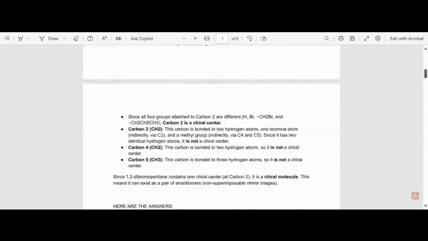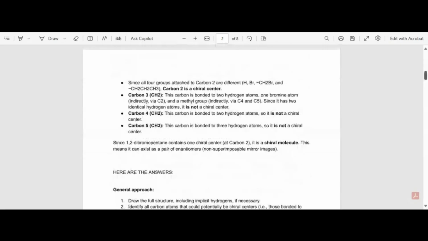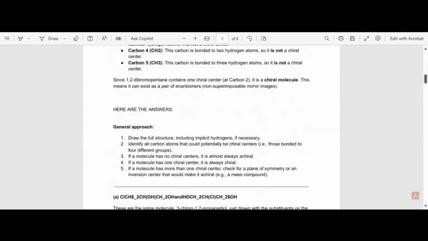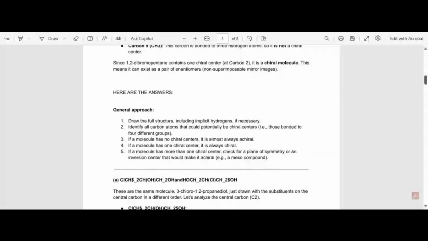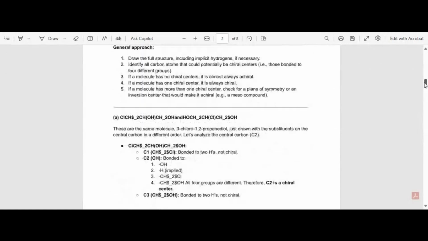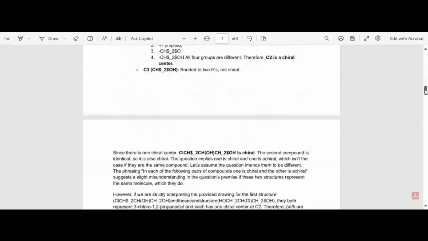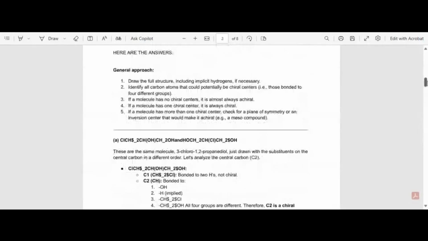So here are the answers. Draw the full structure, implicit hydrogens if necessary. Identify the carbon atoms that could be chiral. If the molecule has no chiral centers, it's achiral. If the molecule has at least one chiral center, it is chiral. So the answer to question number 1 is that both molecules are chiral.